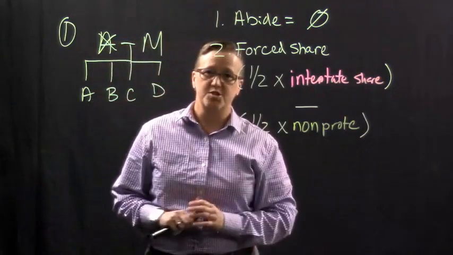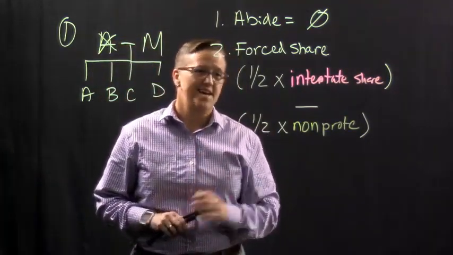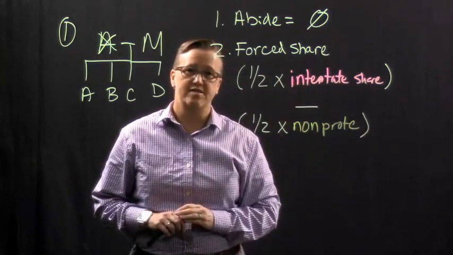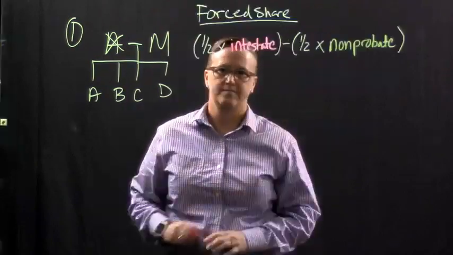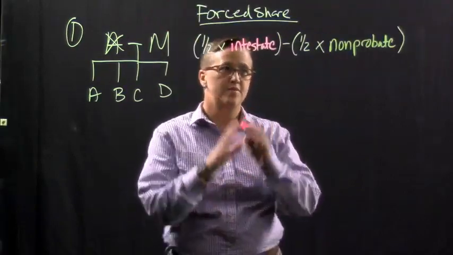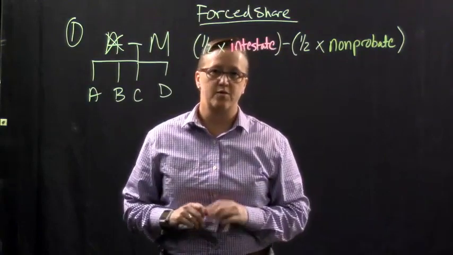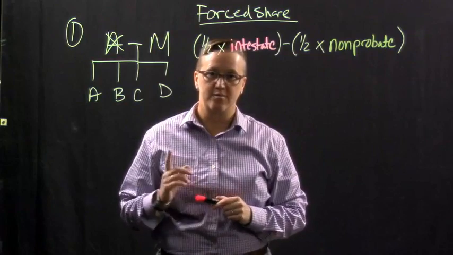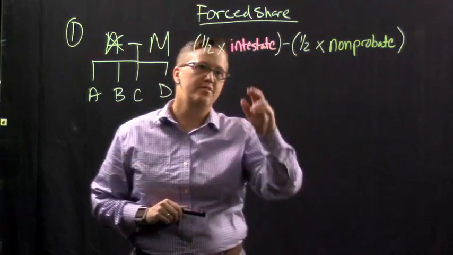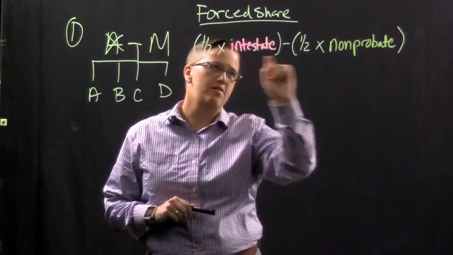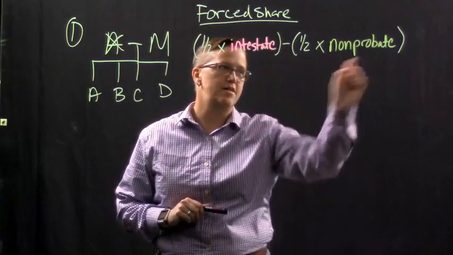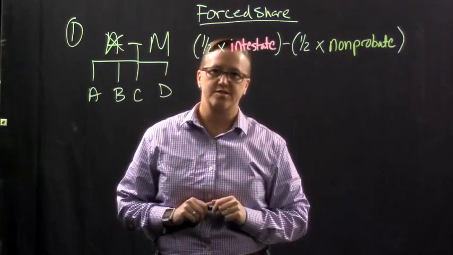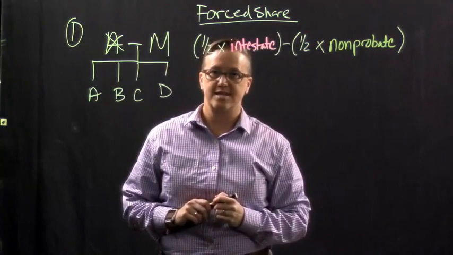I'm going to create a little space on my board, so just hold on, and we'll come back and do this calculation in its entirety. Okay, so now we made a little bit of space on the board here, so now we're going to go ahead and calculate the forced share for Mandy in problem number one. And what we have to do in order to calculate the forced share is we have to figure out these two things, her intestate share and what she received through non-probate transfers. So let's start with the intestate share.